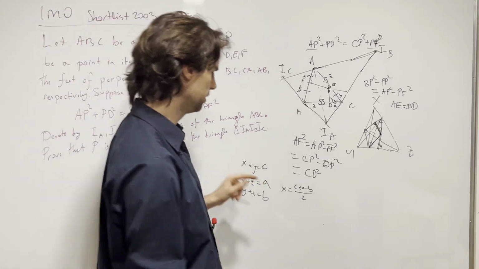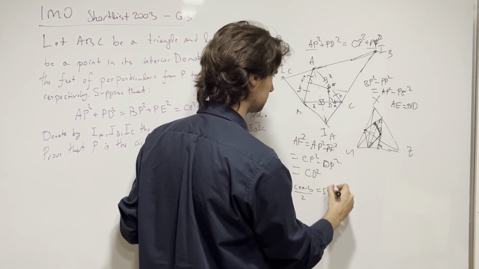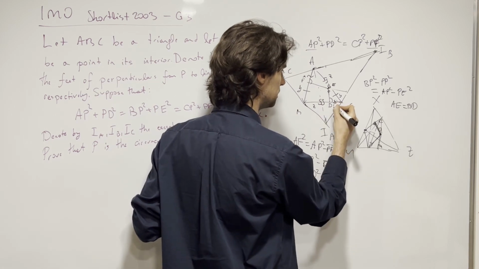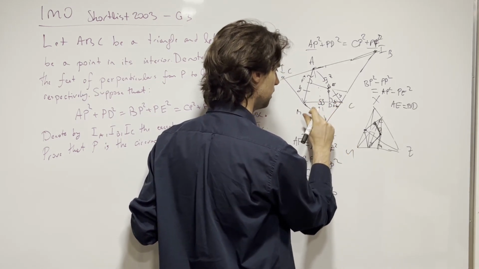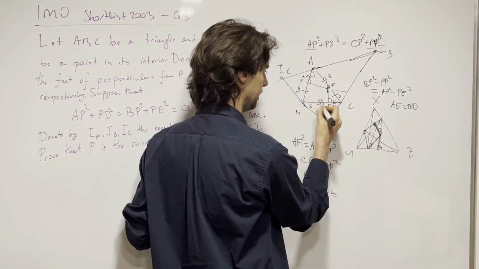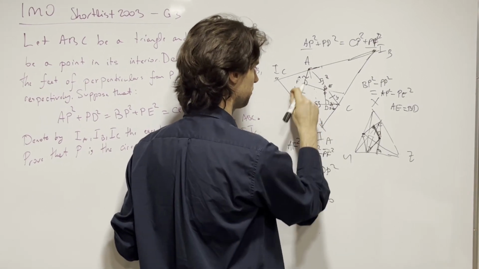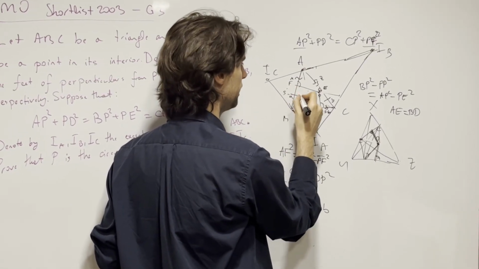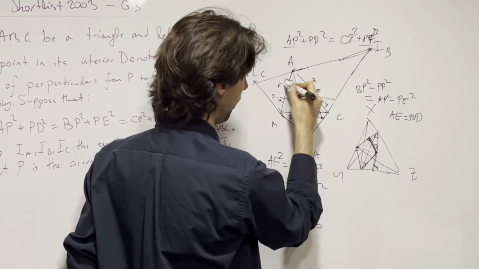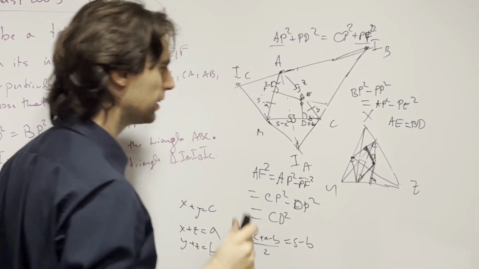And that's why X is equal to S minus B. So it means this is S minus B. And then we get this thing right here is S minus C, S minus A, and S minus B as well. And what does this give us?